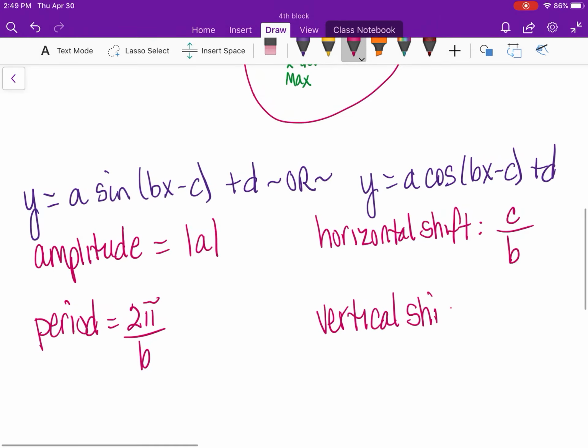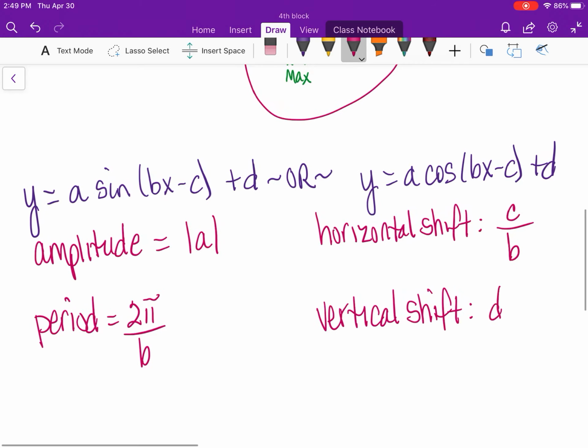And then vertical shift, we've talked about that with every graph we've looked at. That number that's added outside of the parentheses is going to tell you how your graph shifts up or down, and it goes with the sign. So that's just D in this case.